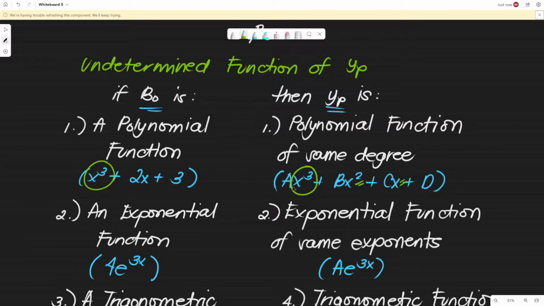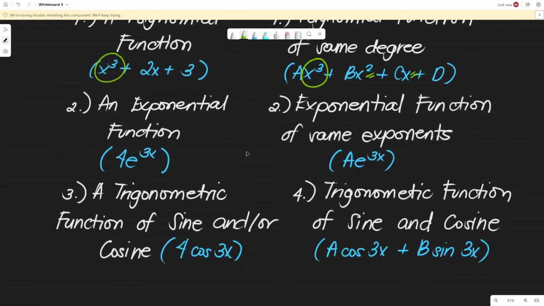Okay? So, that's for polynomial function. Paano kapag exponential function? For example, we have here 4e raised to 3x. Kunwari, yan yung b sub 0 mo. So, kokopyahin mo lang yung exponential function, no? Then, you put an undetermined coefficient. Kung ano yung pinapahanap na undetermined coefficient.